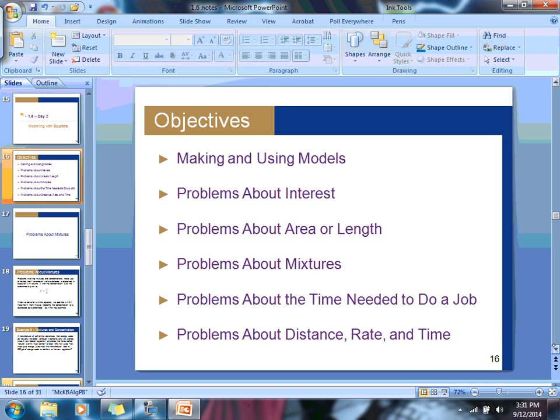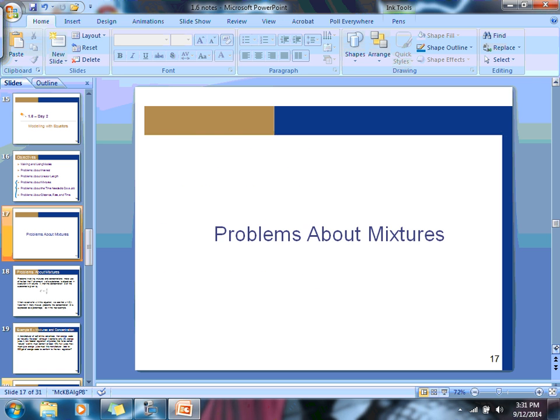And today we're going to take a look at word problems about mixtures and about time needed to do a job and about distance, rate, and time problems. So we have 3 examples that we need to get through.